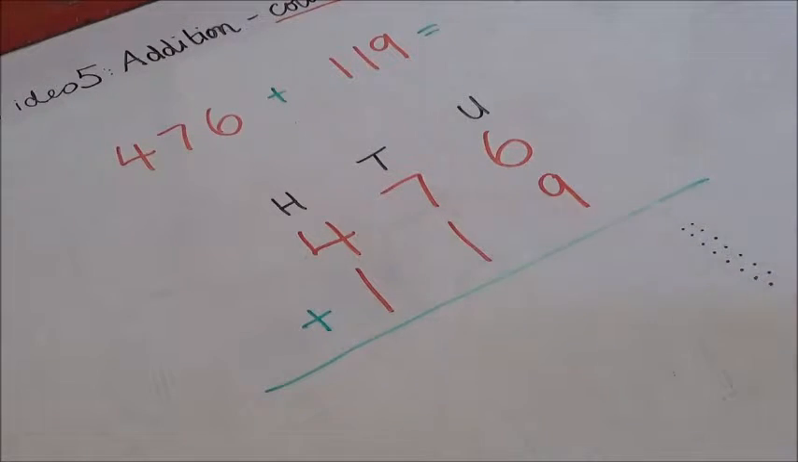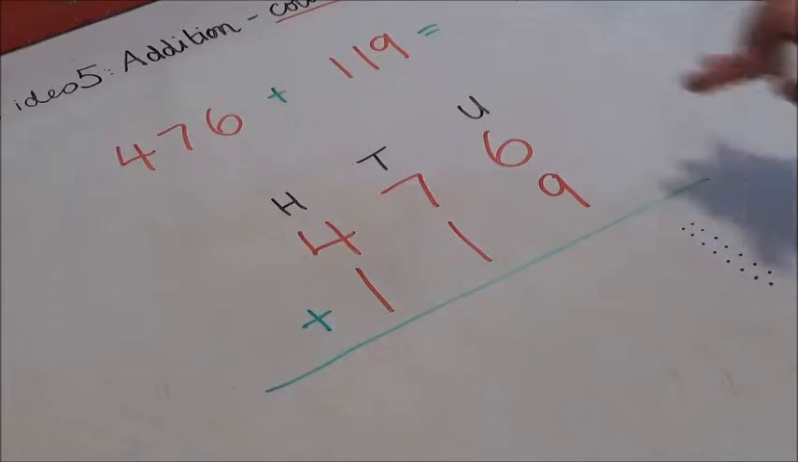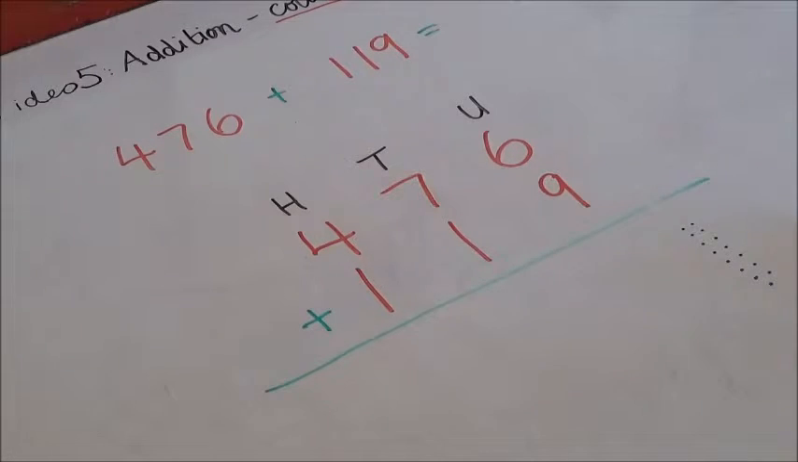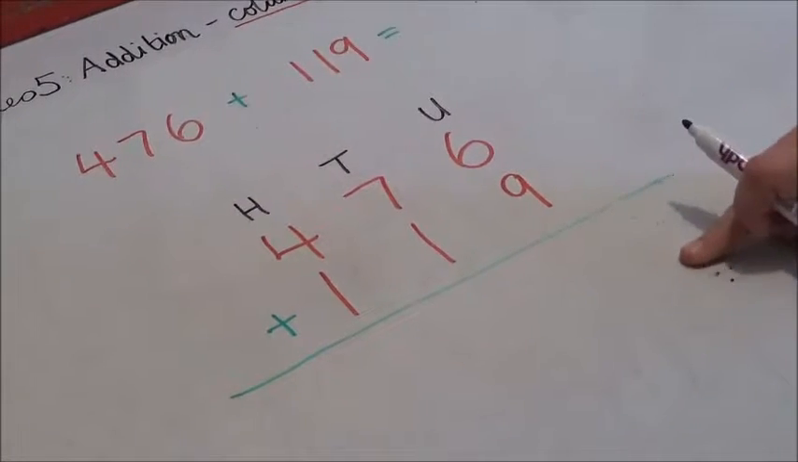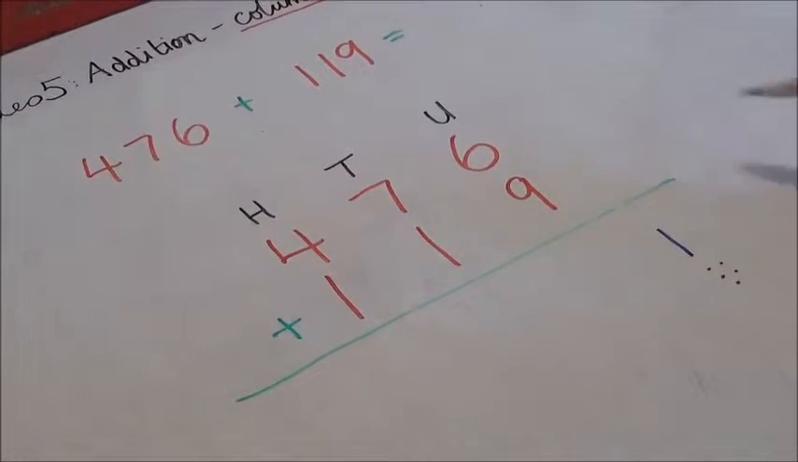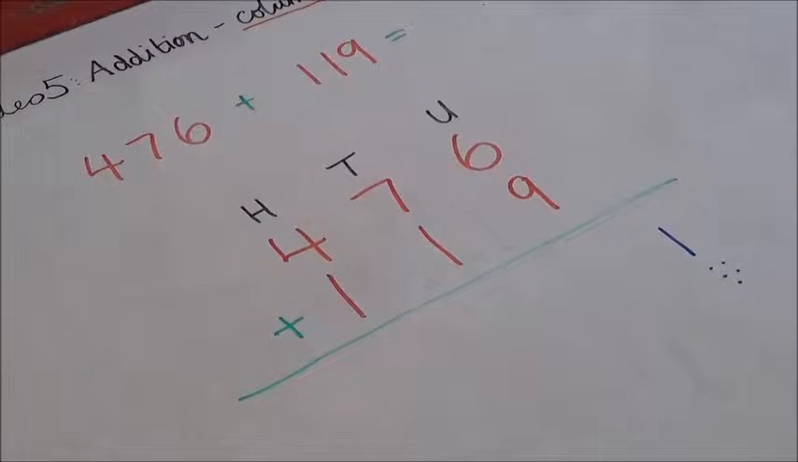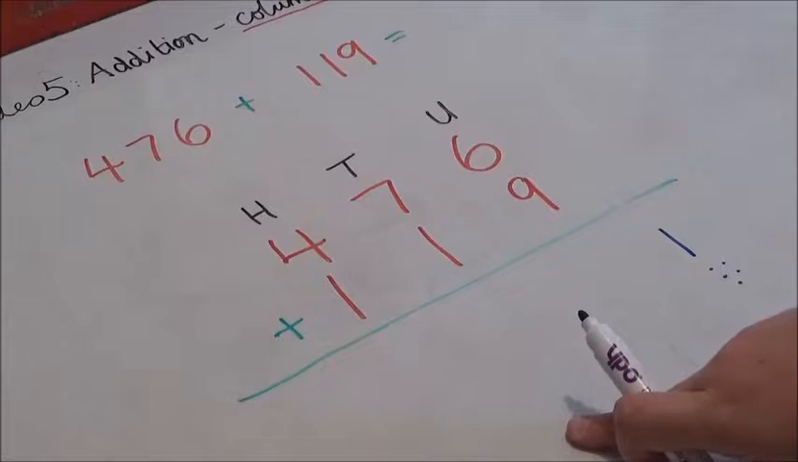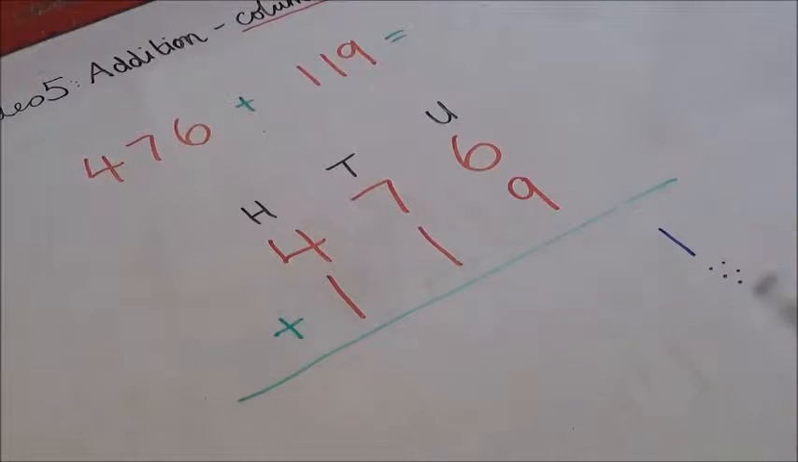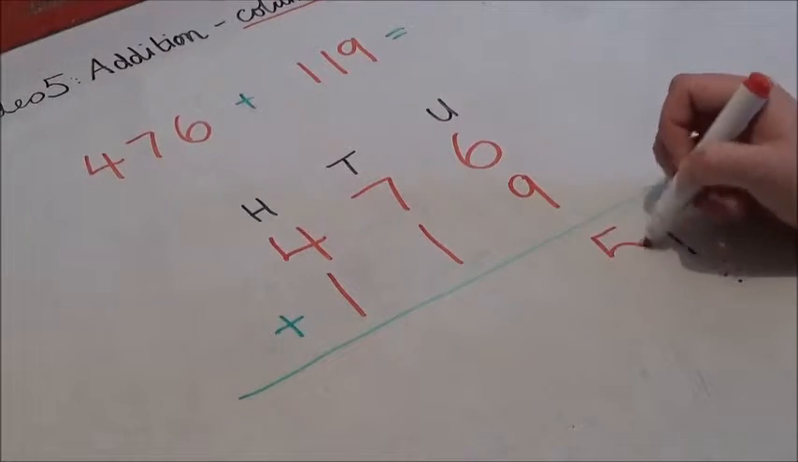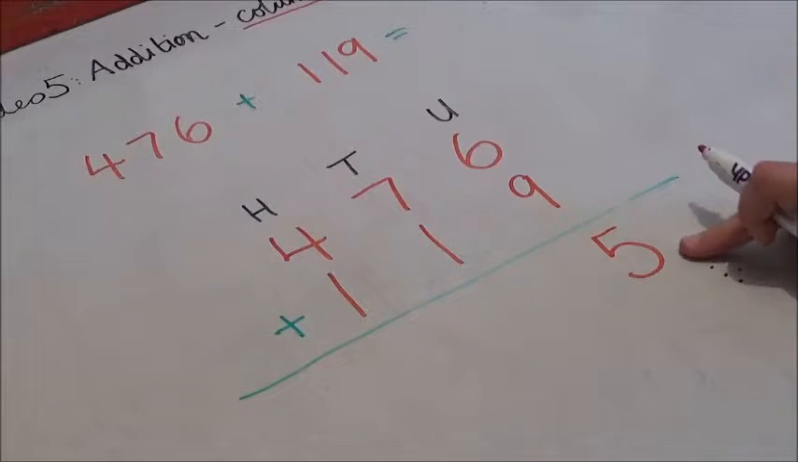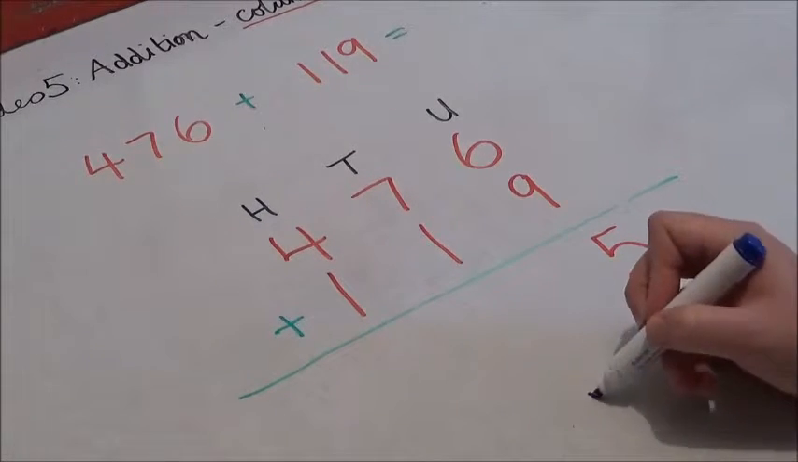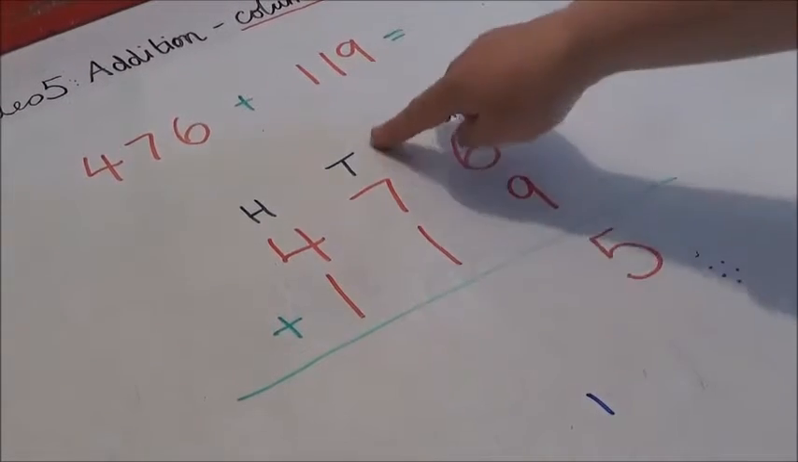Okay, I can already see I've got way more than 10 there. I know that 6 add 9 is 15. So I'm going to take those 10 and make that one rod of 10. Okay, we know if we've got 10 units, we need to put them into the next place value position. So with 15, I'm going to put the 5 here in the units where they belong and move this 10 over here underneath so that I've got it in the right column.